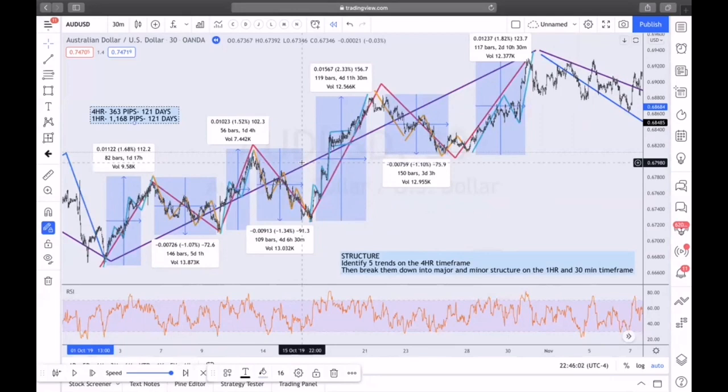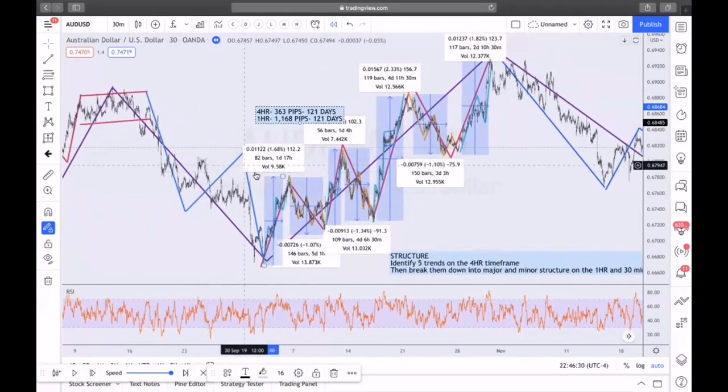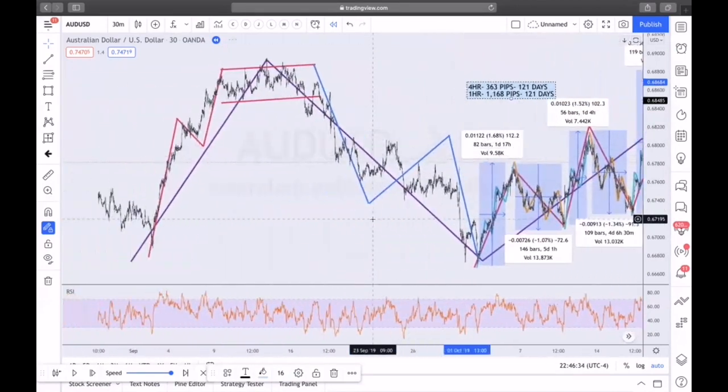Now, if we calculate this, we have 112 pips to the upside. We have 72 pips to the downside. We have 102 pips back up. We have 91 pips down. We have 156 back up. We have 75 down, and then we have 123 back up. Now, that just turned into 731 pips off of 30-minute structure. But remember, that is from that one hour trend, and we have 5 total 1 hour trends.